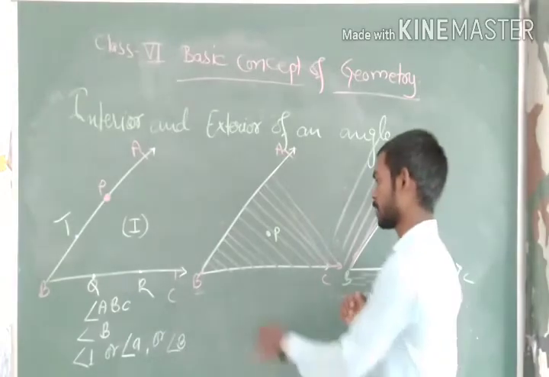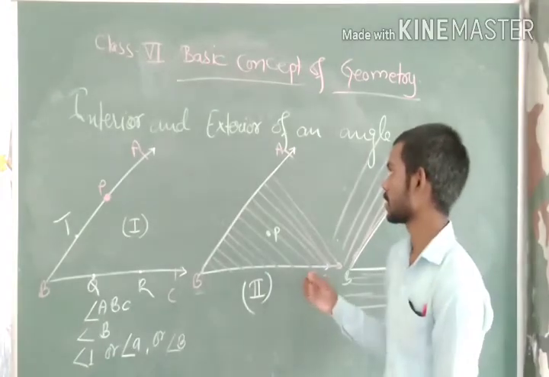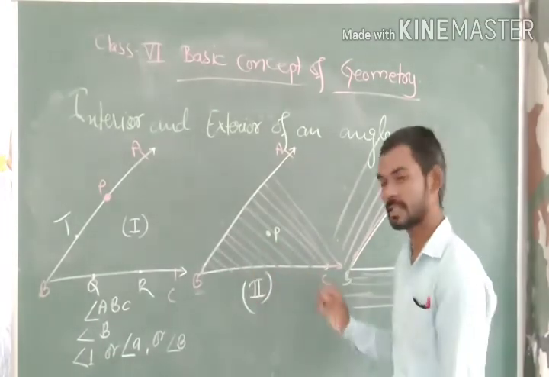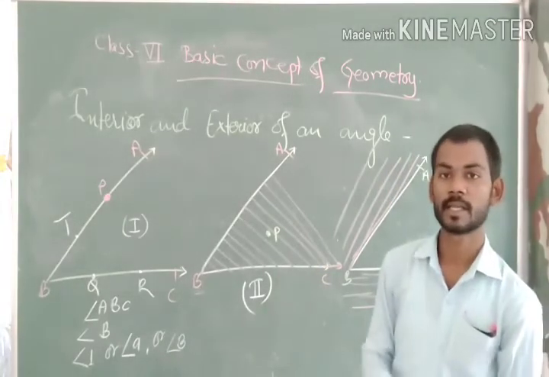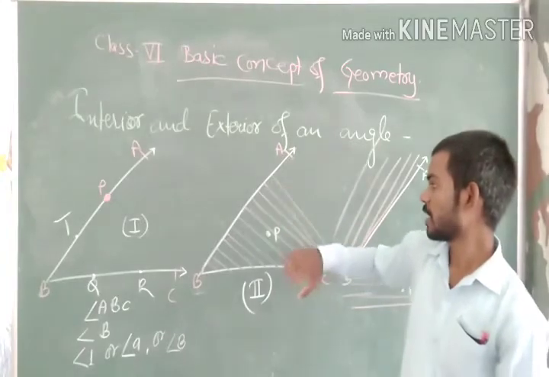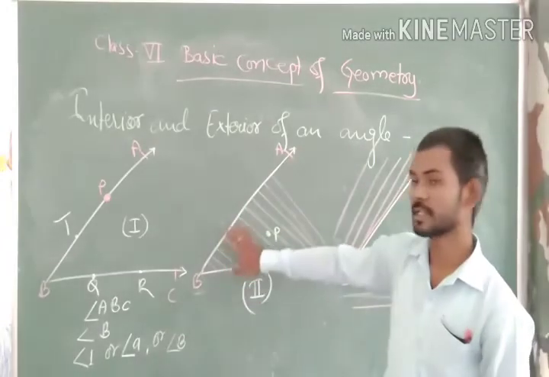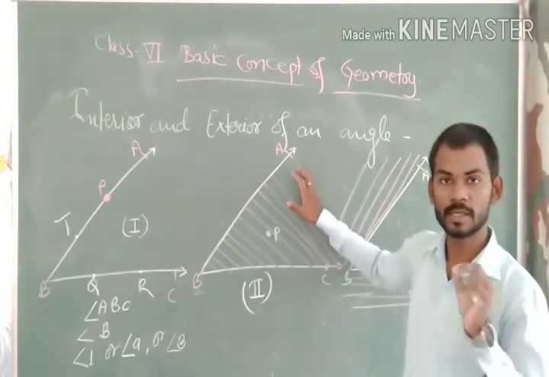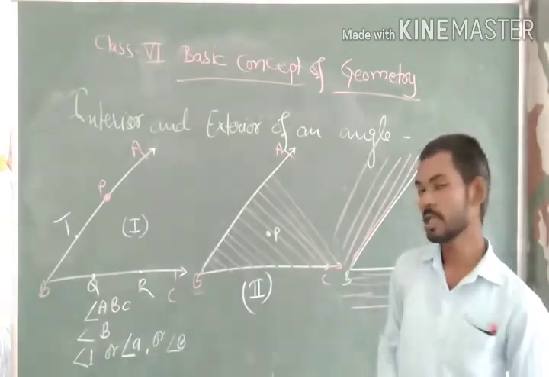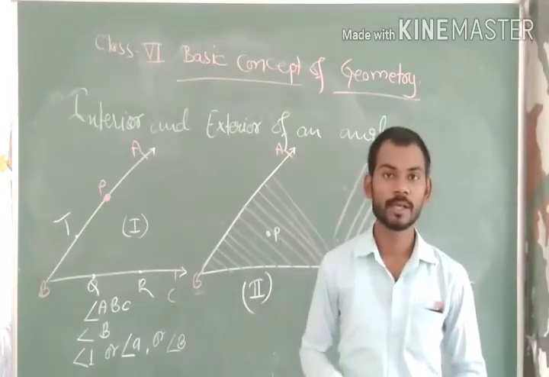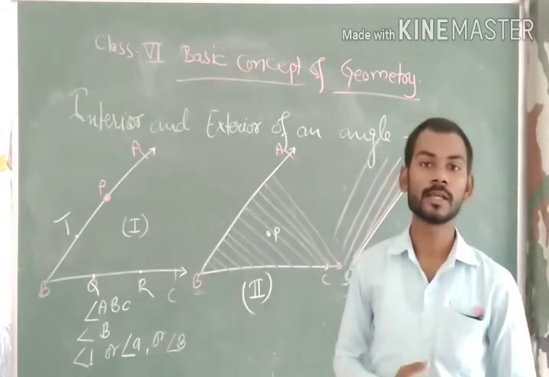In the second figure, we can see that there is an angle ABC, and also a shaded area. The shaded area lies inside the angle. So this region is called the interior. And here we can also see a point P which lies inside the angle. So this point is called an interior point.